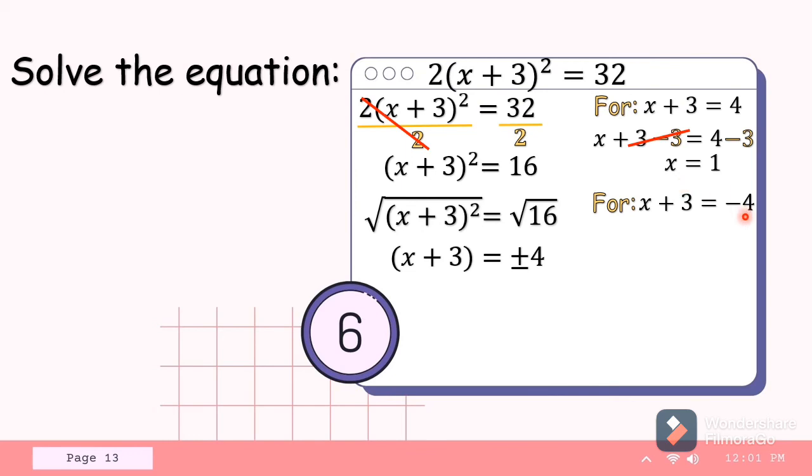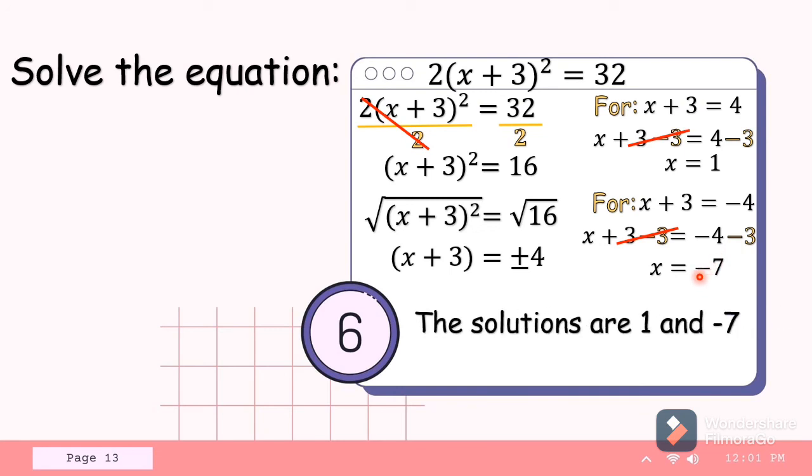For the negative 4, we have x plus 3 is equal to negative 4. Again, let's eliminate 3 by subtracting 3 on both sides. So, 3 minus 3, that will become 0. And x is equal to negative 7 because negative 4 minus 3, they have the same sign, so you need to add them. 4 plus 3 is equal to 7. Then copy their common sign, which is negative. So, that means the solutions are 1 and negative 7.